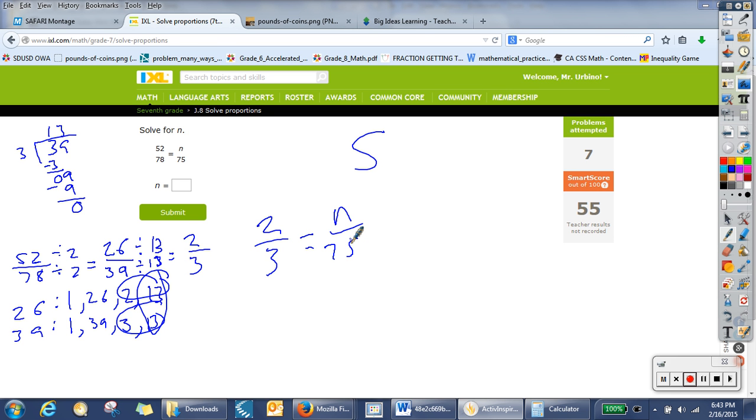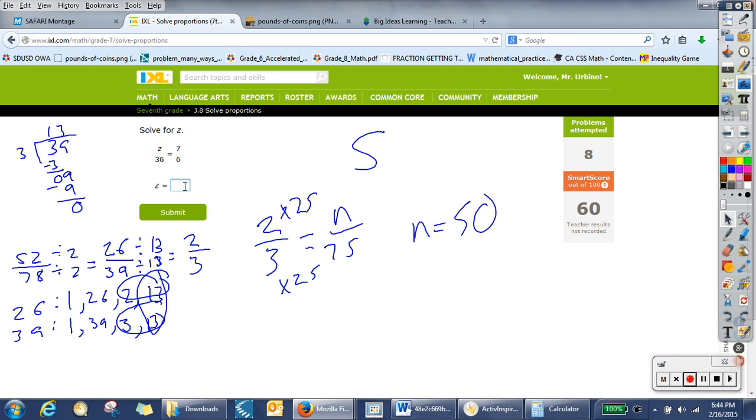Now this is an easier problem to work with. I know that 3 times 25 will give me 75. So 2 times 25 will give me 50. n is equal to 50. Alright, let's check our work. Is n equal to 50? Yes, it does.